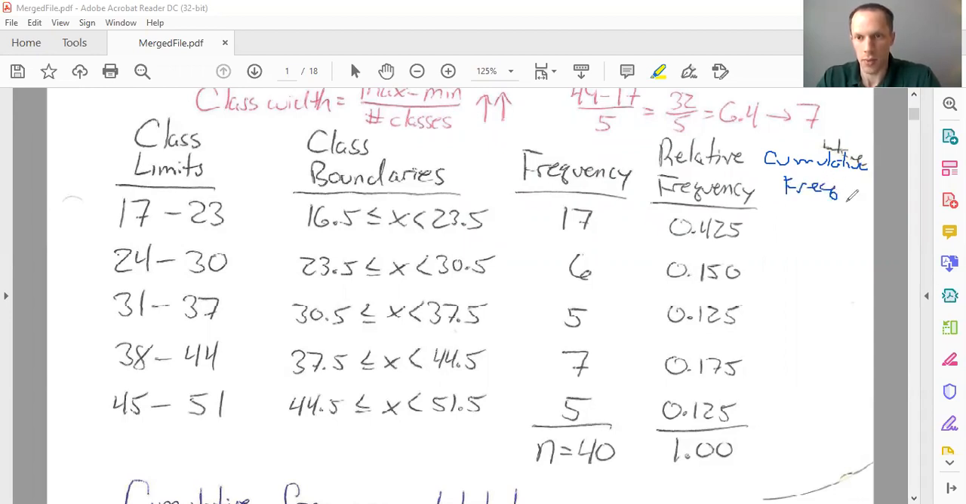And in this case, you would just start with the first class and say, well, there's 17 people there. And then you would go to the second class and say, there's an additional 6 people. Remember, this is like a running total. And then you would go to the third class, there's an additional 5 people, so that would be 28. The next class would have 7 more, so now you're up to 35 altogether. And then the last one has 5, so that would give you 40 altogether. That's everybody. So that's your cumulative frequency. Sometimes it's in a separate distribution, sometimes it's in a column like this.